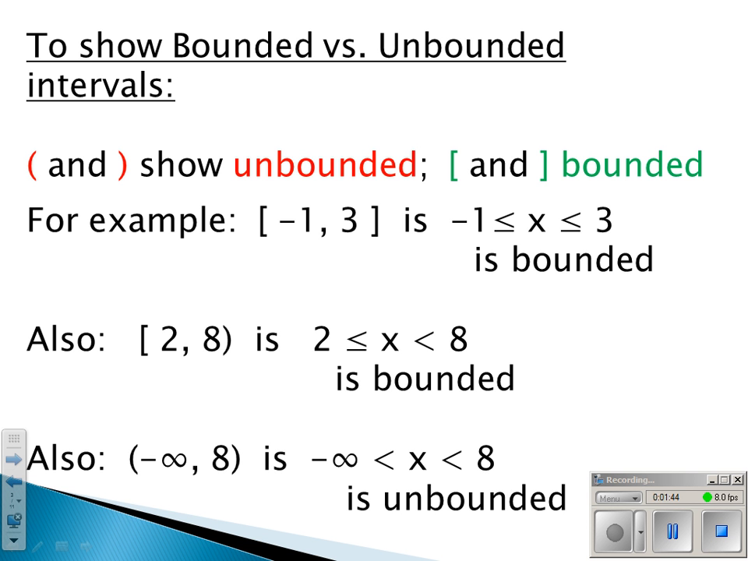The third one I put up here does have an infinity term in it. So this interval is from negative infinity to 8. So our solutions go in the negative direction forever and up to, but not quite, 8 itself. That is an example of an unbounded interval.